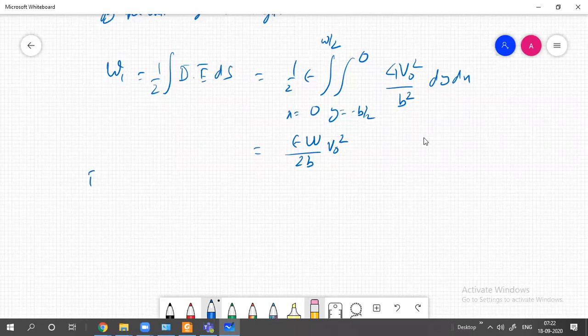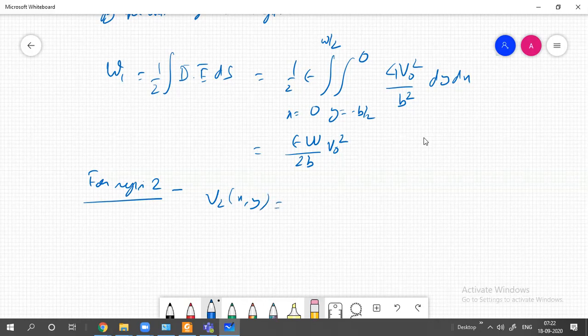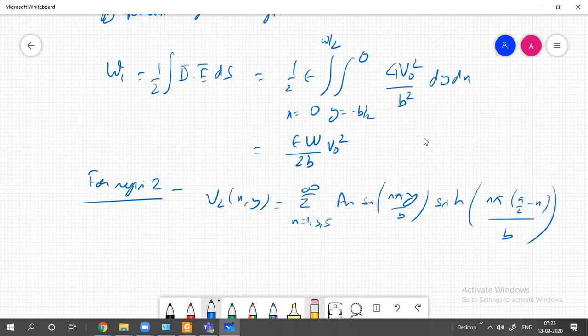For region 2, we know the voltage V2 of x, y. We have expressed it as the summation, n equals 1, 3, 5 to infinity, of a_n sin(n pi y by b) times sinh(n pi by b, a by 2 minus x). This was the voltage, and from the voltage in region 2 we can find the electric field.